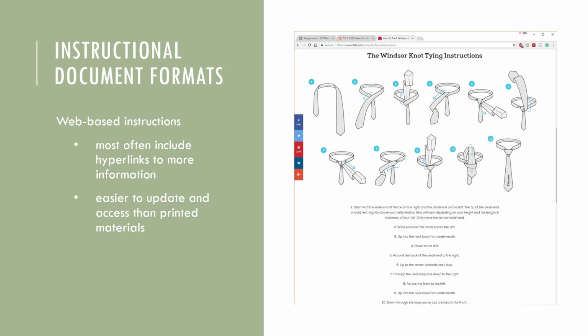So for something like this, for the 2 times a year that you need to know how to tie a tie, whether it's yours or your husband's or your brother's or whoever, this is one of those documents. It's just best to go and Google it at the time that you need it, rather than try to print this out and keep it around. So web-based instructions are very popular, whether they're video-based or not.